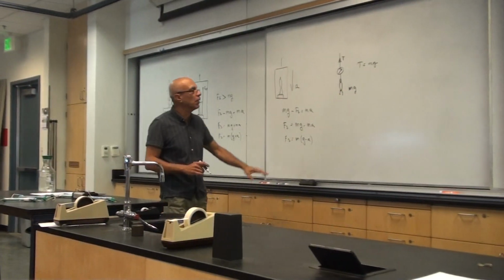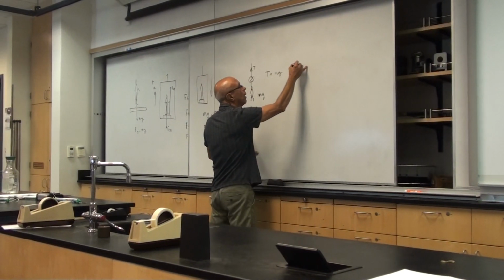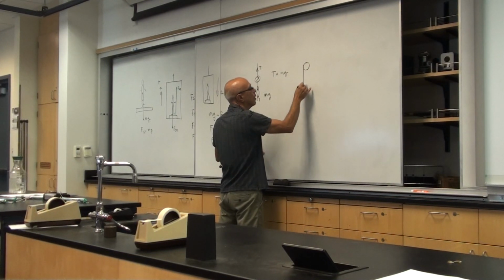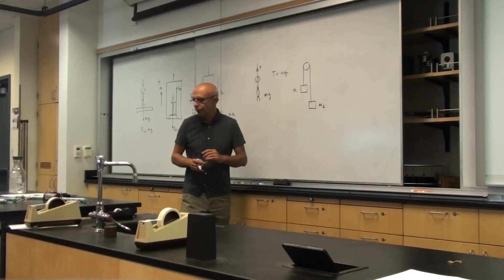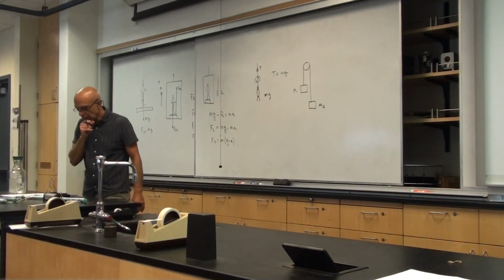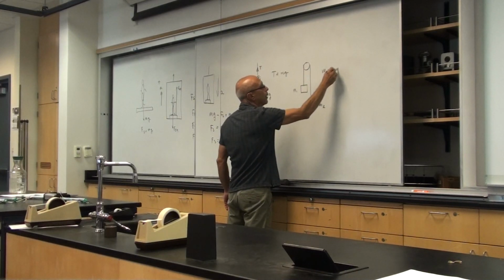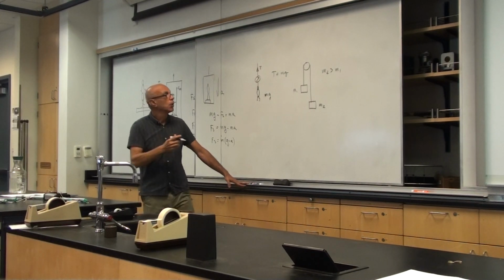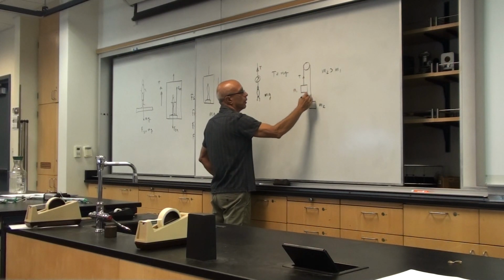So let's see another problem now. Let's say I have here a pulley, and here I have a mass. This is M1, and this is M2. Now, let's assume M2 is greater than M1. Okay? So we're going to have a tension here and another tension here.